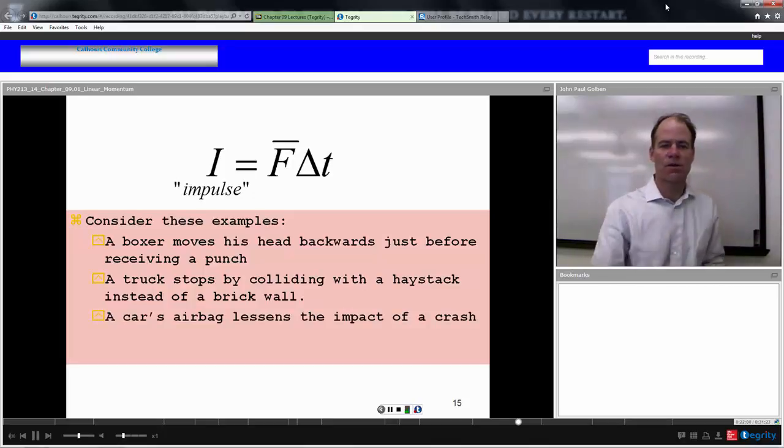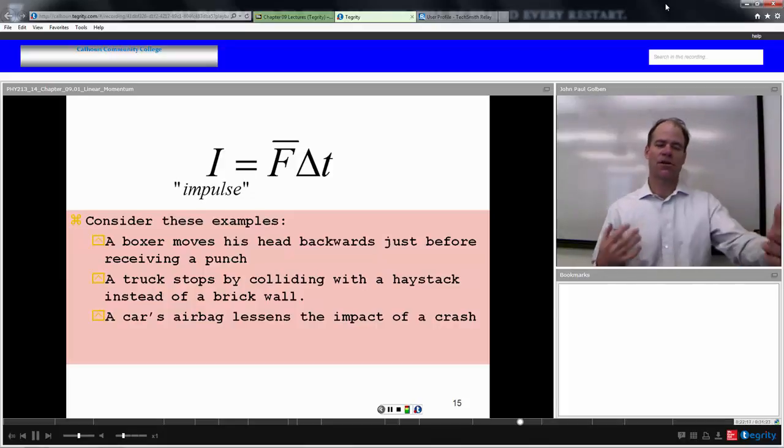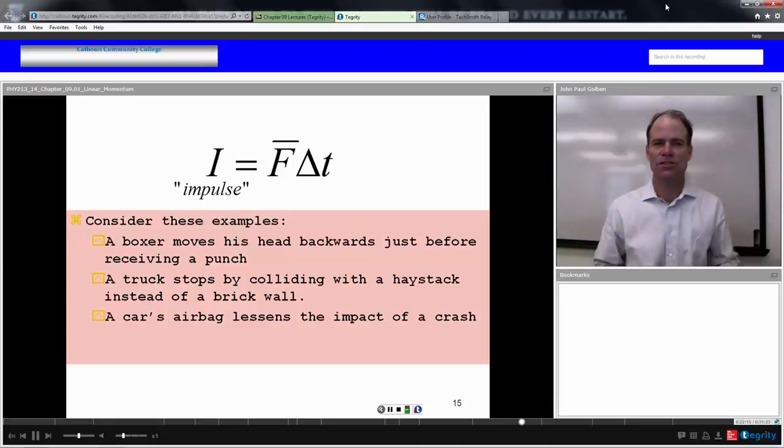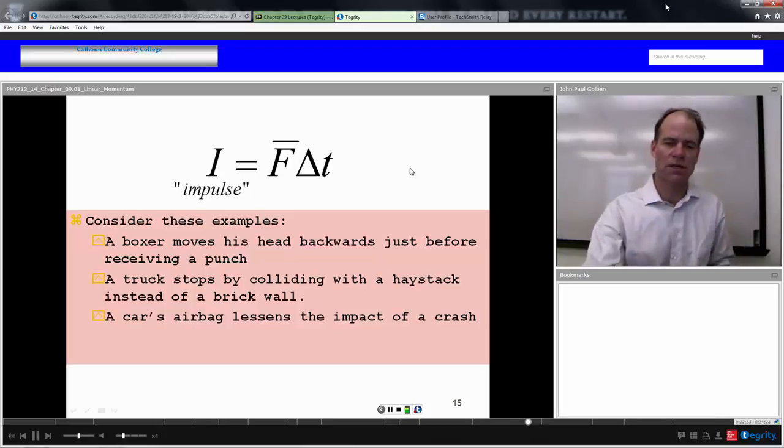A car's airbag lessens the impact of a crash. Same general idea. If you're going to crash, the airbag will increase the time it takes for you to change your momentum and hence dissipate the impulse. And so the force you experience will be less, as opposed to not having an airbag and just hitting the steering wheel, where your delta T will be so small that the force you experience will be too great.